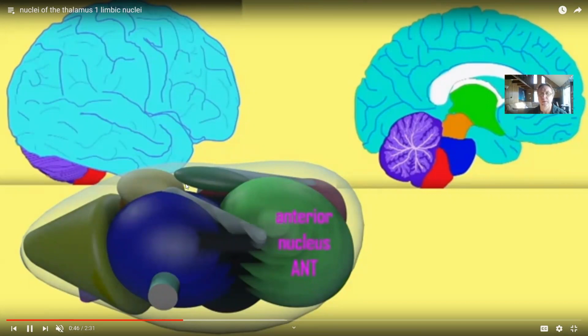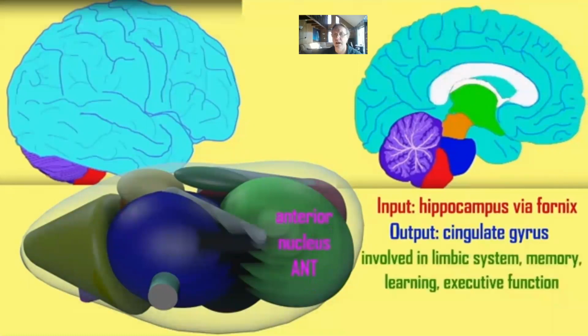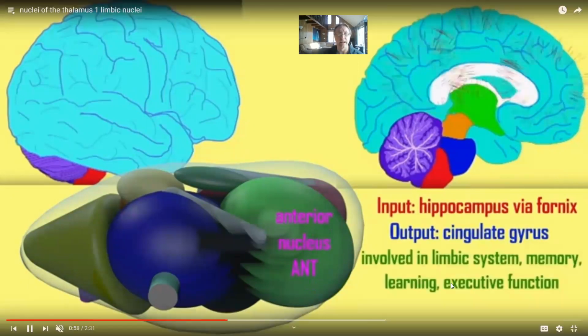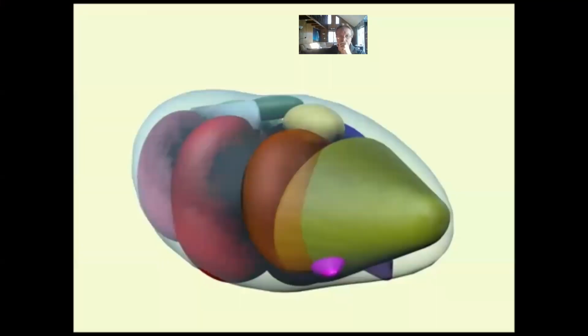If you look, the thalamus can be split into all of these separate sections. Each one is distinct. It gets inputs from different parts of the brain, it has outputs to different parts of the brain, and it has a different role. There can be roles in emotion, in memory, and learning.